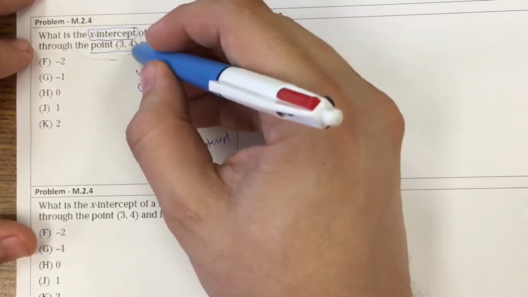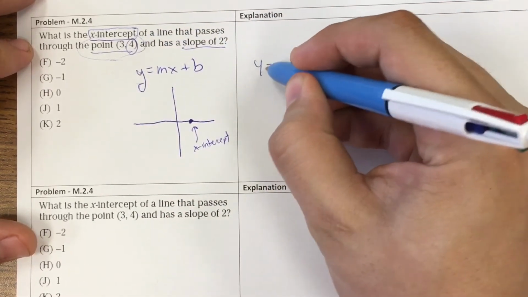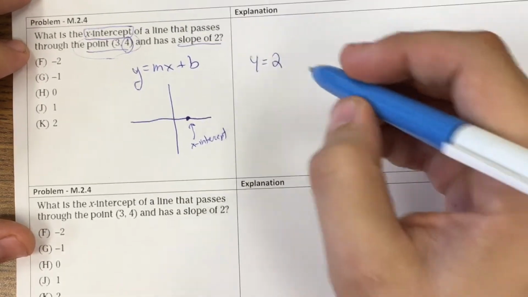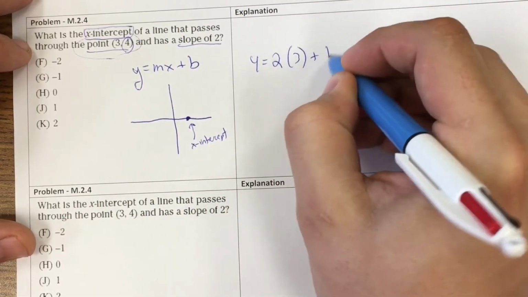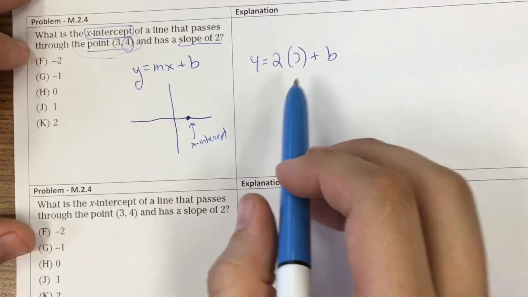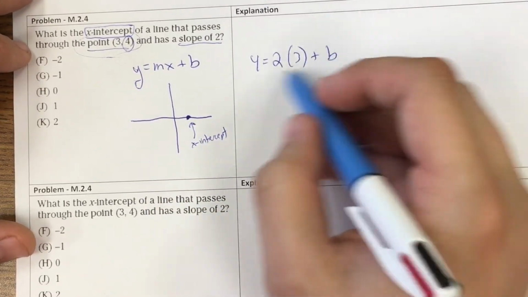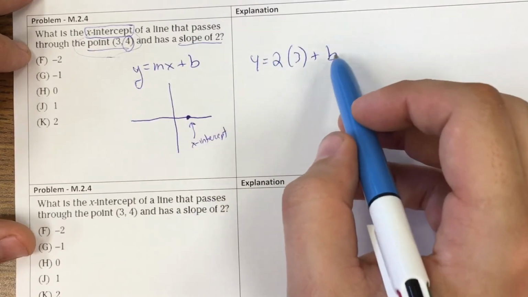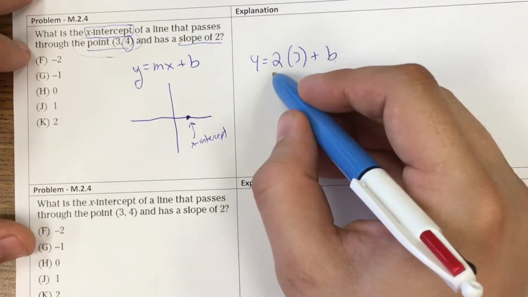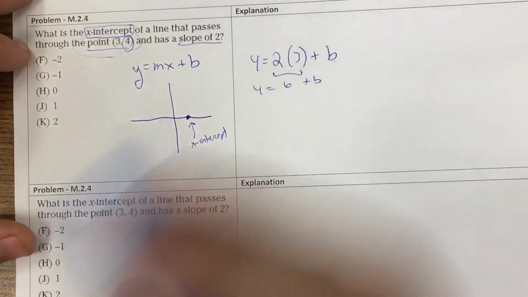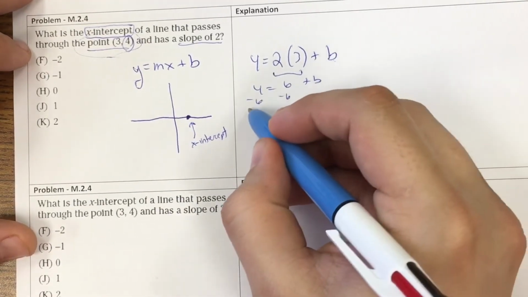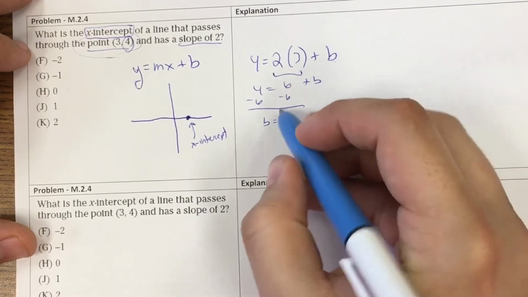And I am going to get this y value of 4 is equal to the slope of 2 times this x value of 3 plus whatever the y-intercept for this line is. And that's what that b is. So in order to write the equation for this line, I need to find out what b is. And so I'm going to simplify this. This is 6. 4 is equal to 6 plus b. I subtract 6 from both sides, and then I find that b is equal to negative 2.